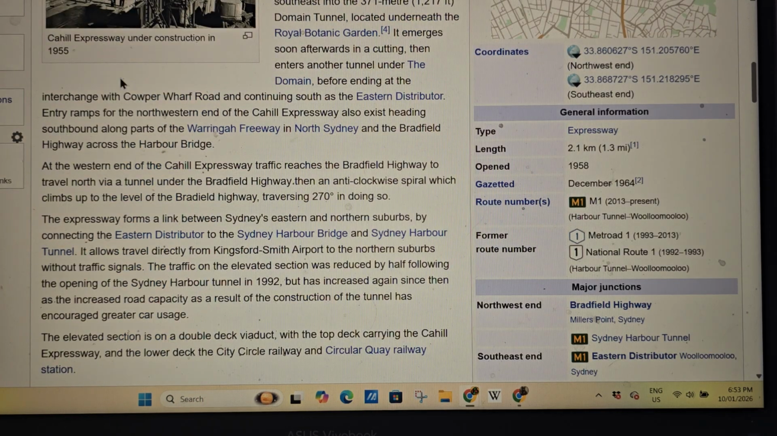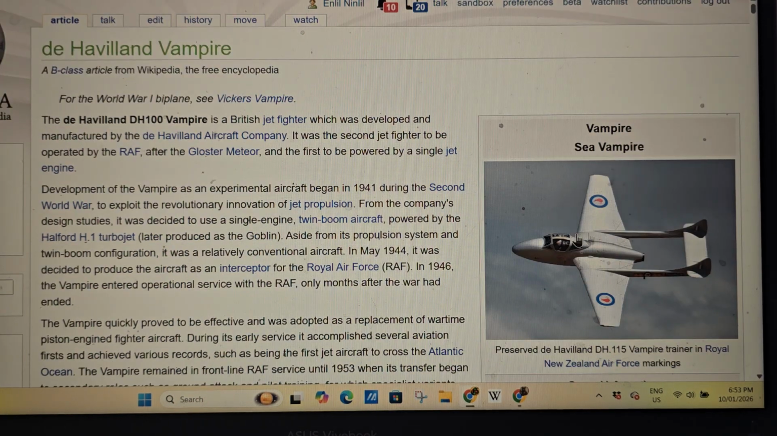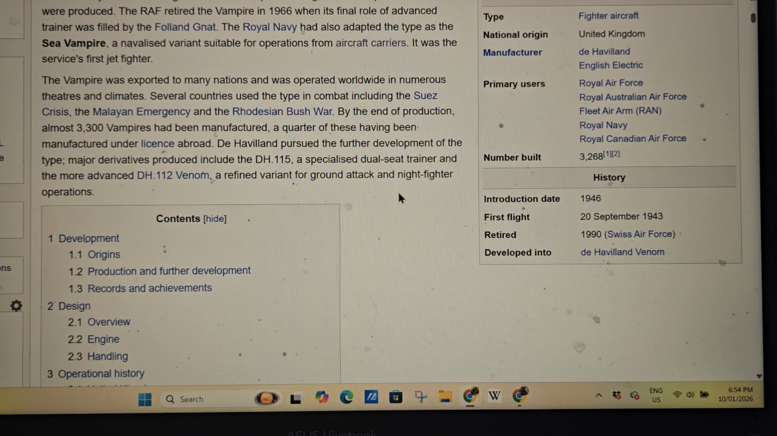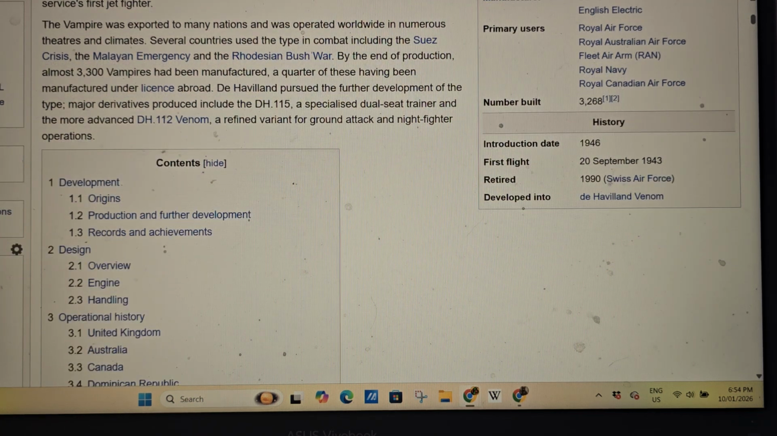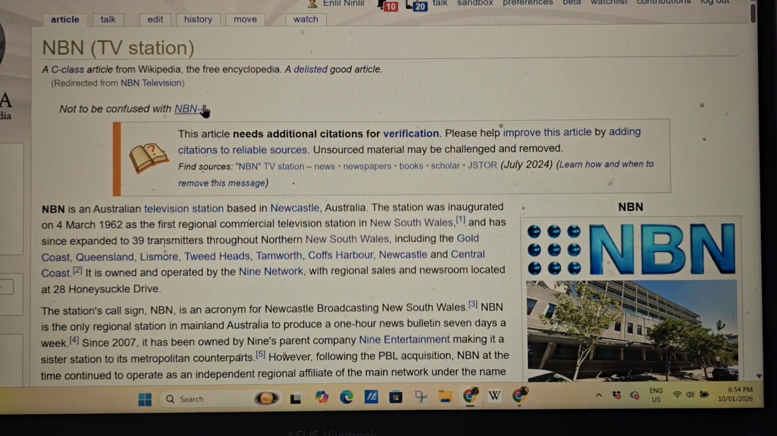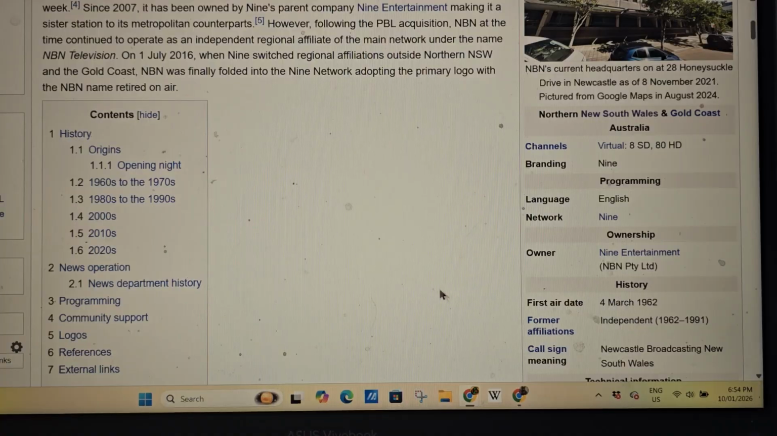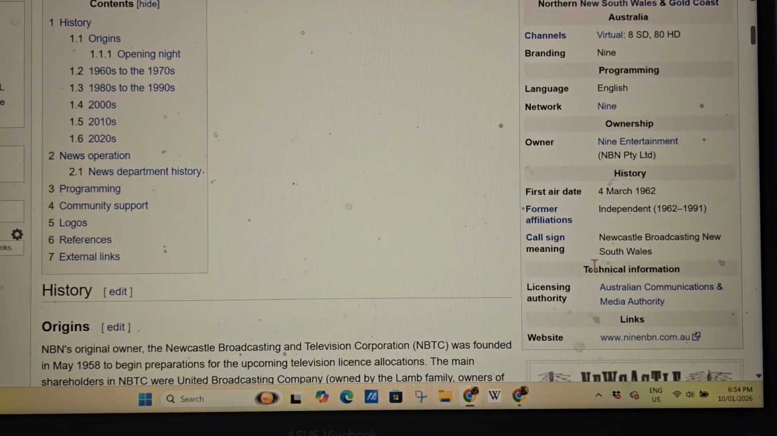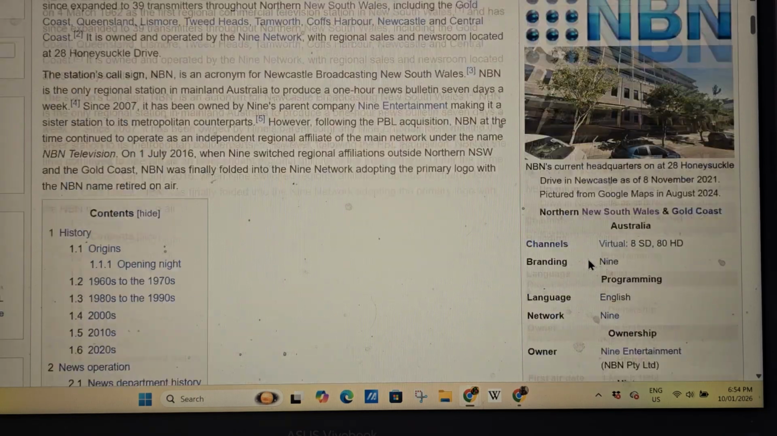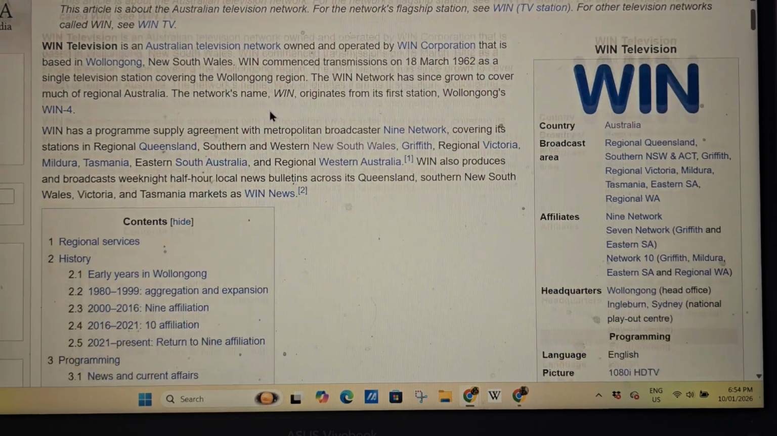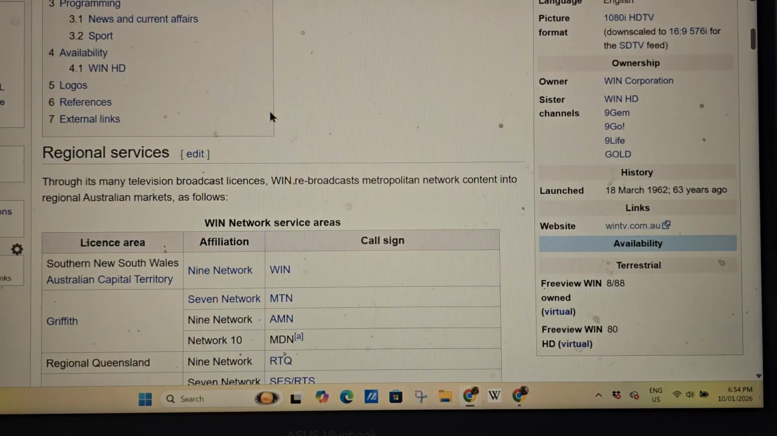Okay, let's have a look. What's this one? Okay, that's the actual jet. Has New Zealand markings. British fighter jet. Okay, 3,268 were built. NBN, it's got the 9 logo. Okay, 9 network, former affiliations. Okay, yep, it's still going.